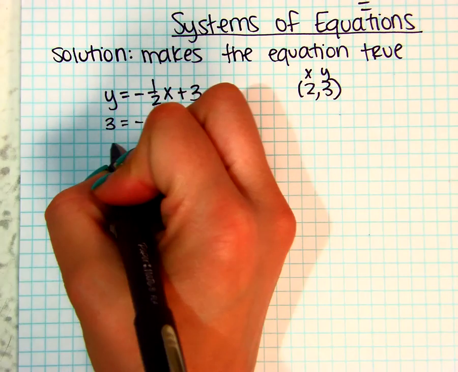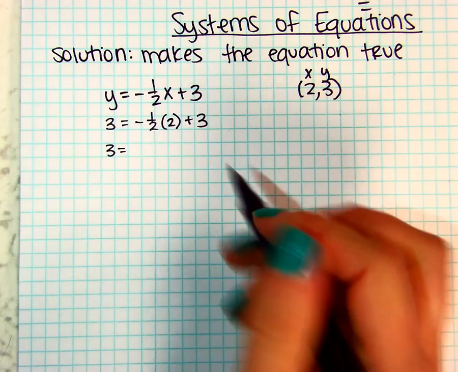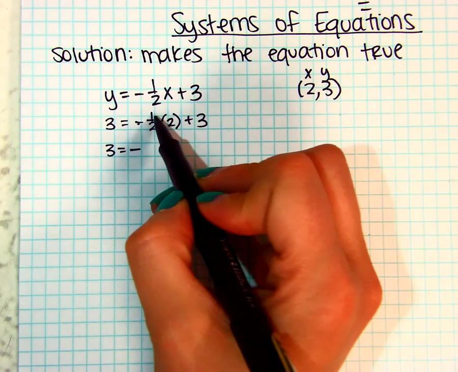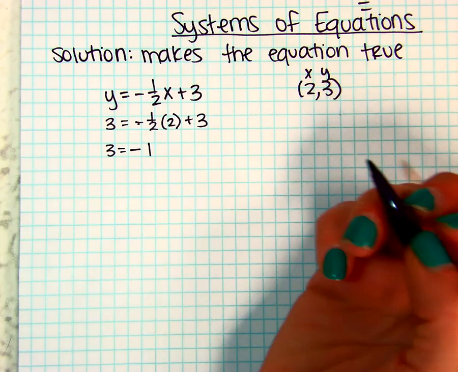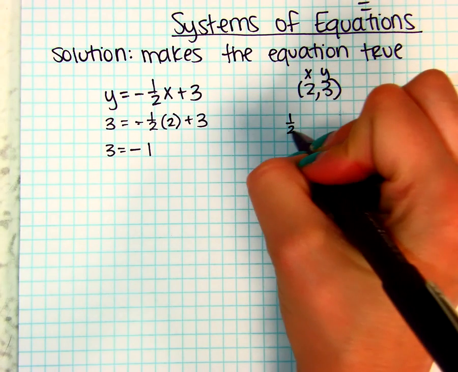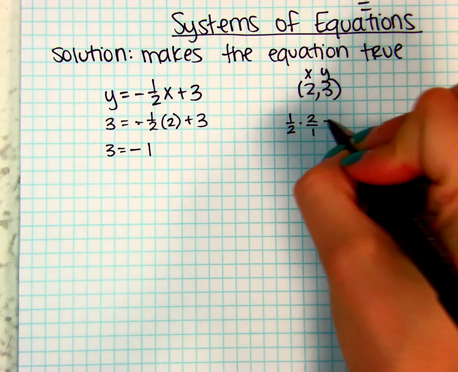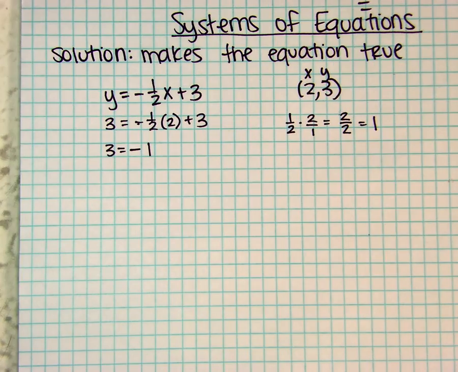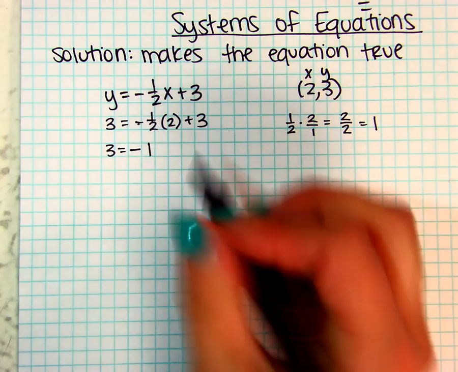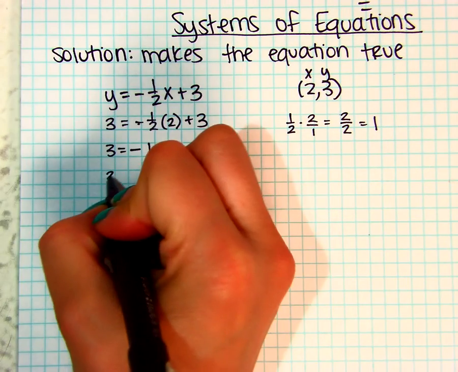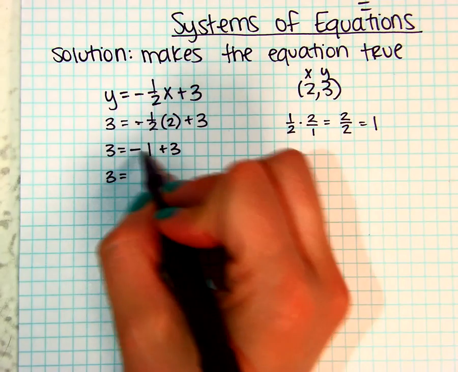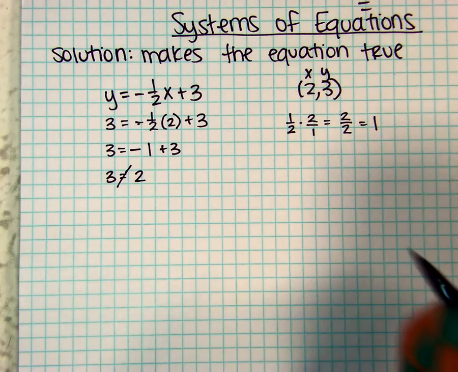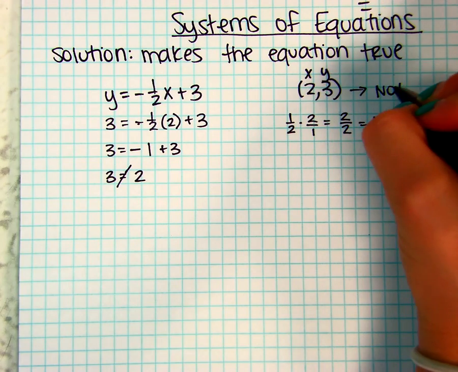Now I need to simplify this right side. A negative times a positive is negative, so my sign's going to stay the same. Half of 2 is 1. Another way to do that is 1/2 times 2 over 1, which is 2 over 2, which reduces to 1. But the negative stays, plus 3. So 3 stays the same. Negative 1 plus 3 is positive 2. That is not true. So this is not a solution.